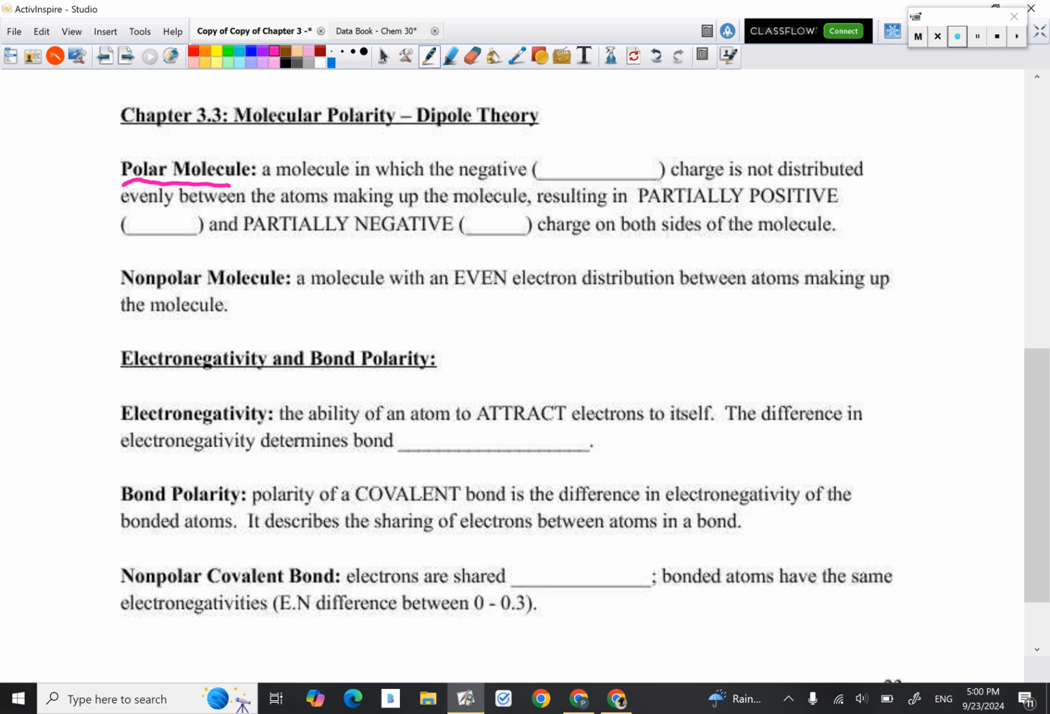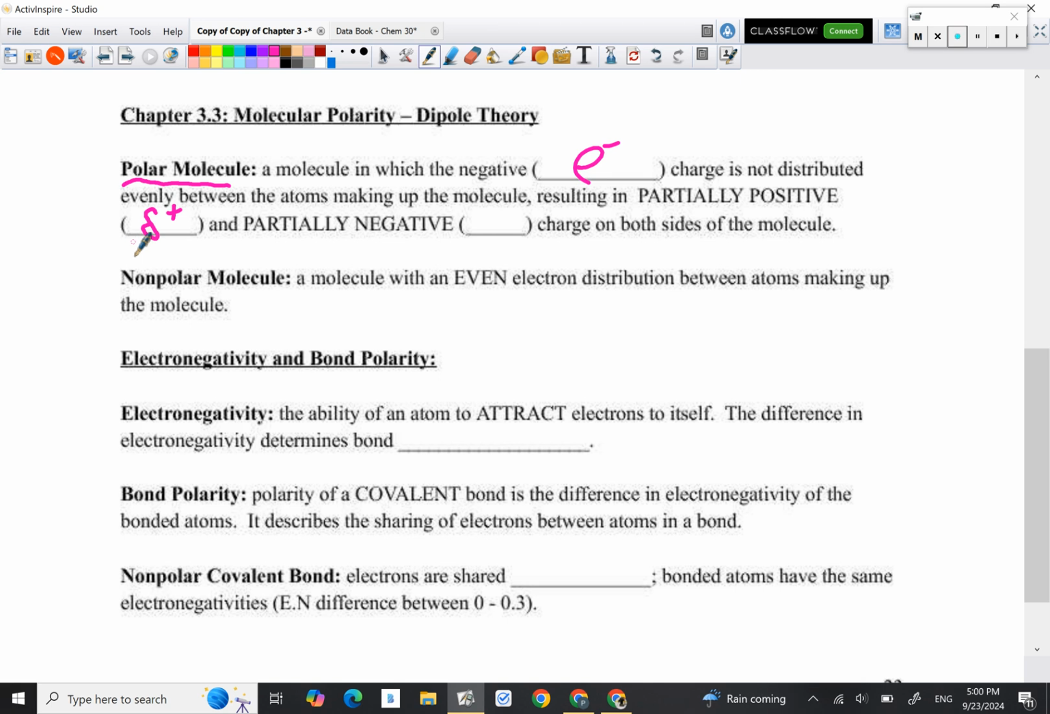This is a molecule that's going to have a negative electron charge, specifically, that's not distributed evenly between the atoms that make up the entire molecule. So if the electrons aren't dispersed evenly throughout, we're going to get a partially positive end. This is the symbol we use for partially positive, that weird little symbol right here. This is the Greek lowercase delta.